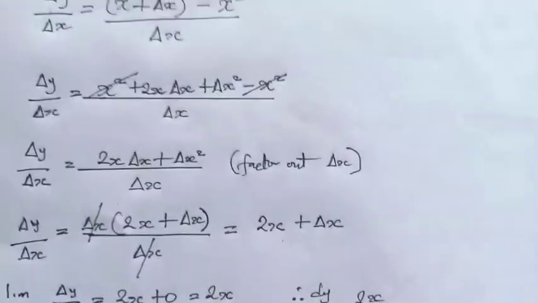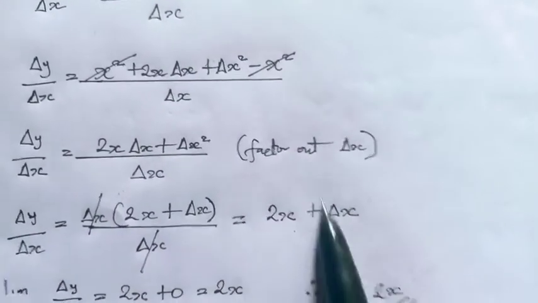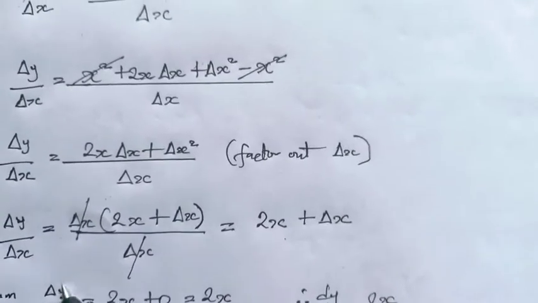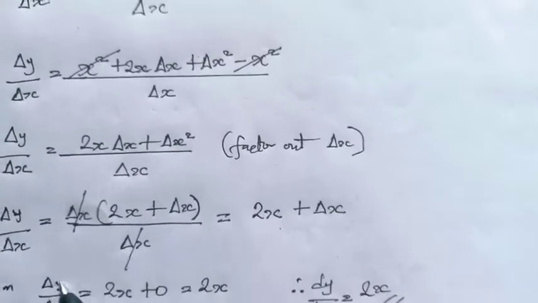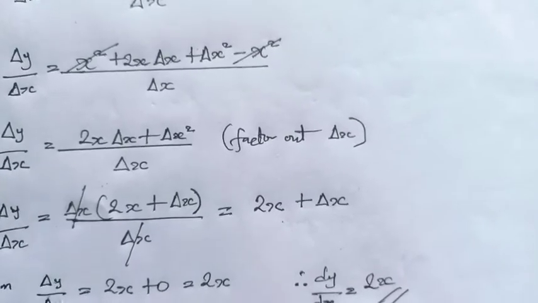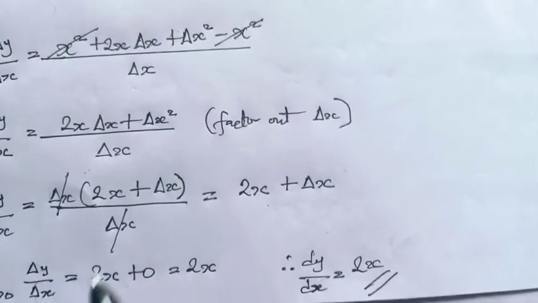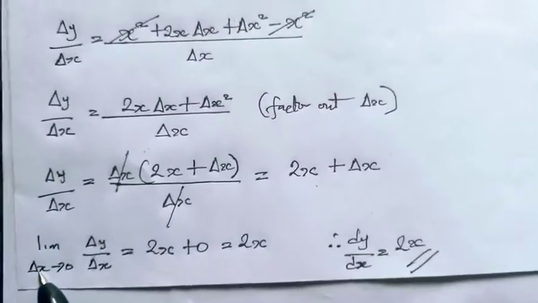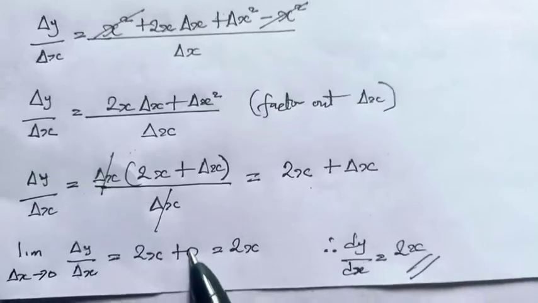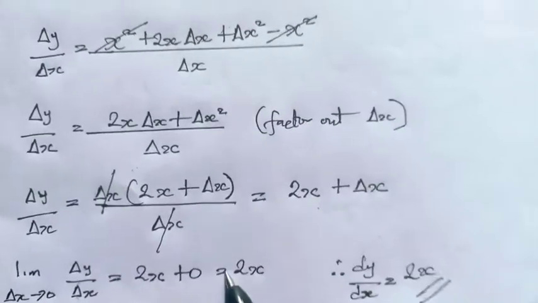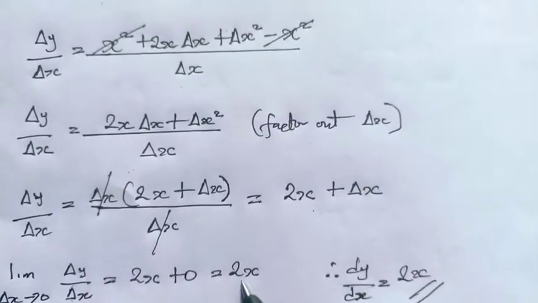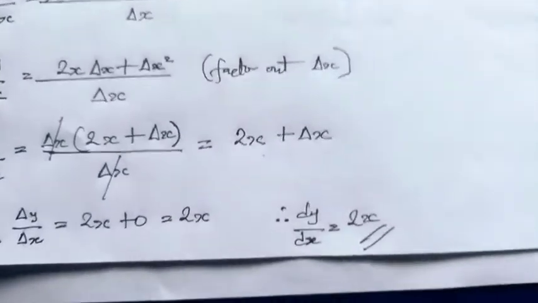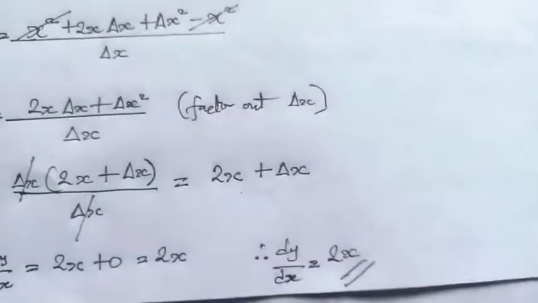And this, I set my limit of this particular function as change in x approaches 0 of dy dx, or rather change in y divided by change in x, equal to 2x plus 0, since I have set the limit here to approach 0. So this becomes 0 here, leaving me with my answer 2x. I say therefore my dy dx is equal to 2x.